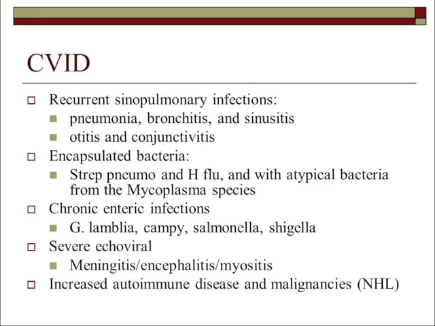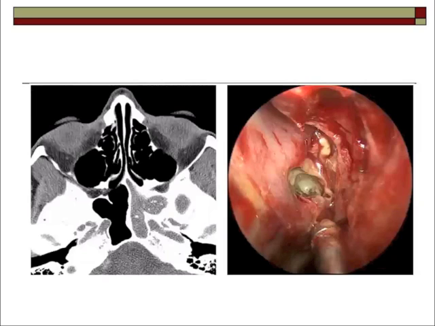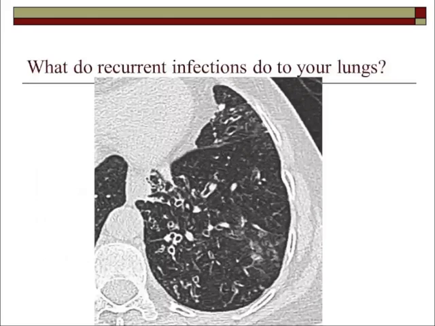And then something with CVID patients is that they have much higher rates of autoimmune disease and malignancy, especially non-Hodgkin's lymphoma. So just a couple of pictures to show you these recurrent sinopulmonary infections and what I mean by that. So obviously some acute sinusitis, a lot of fluid there in the sinuses on the film, and then you see it anatomically, and just sort of another cut here. And this is now when ENT is actually going in there and seeing it. So then what do recurrent infections do to your lungs? And we kind of alluded to that earlier in our broad overview, right. So you get bronchiectasis.